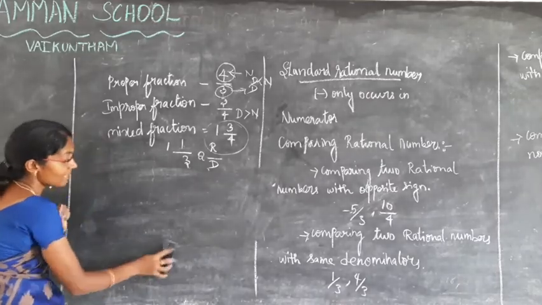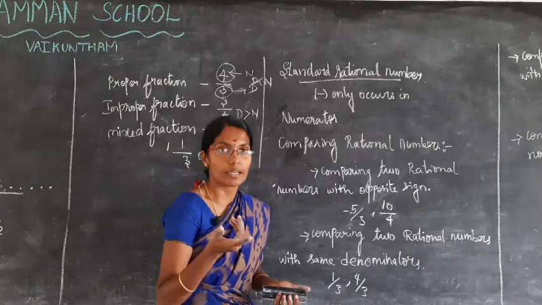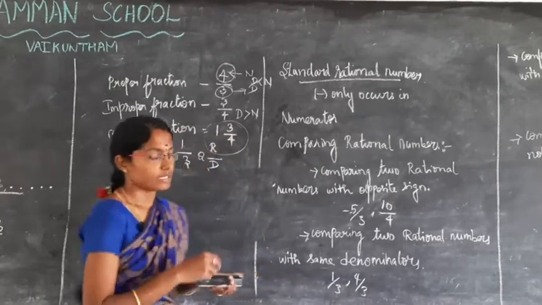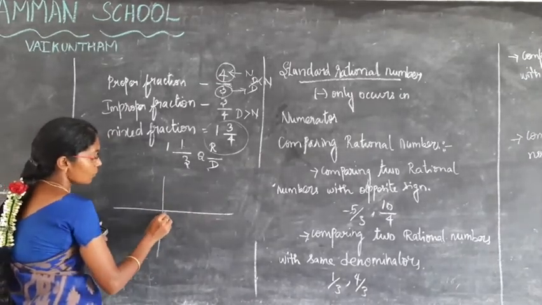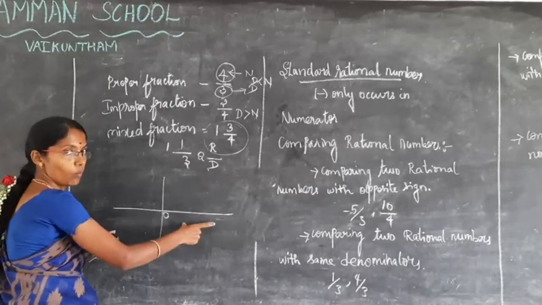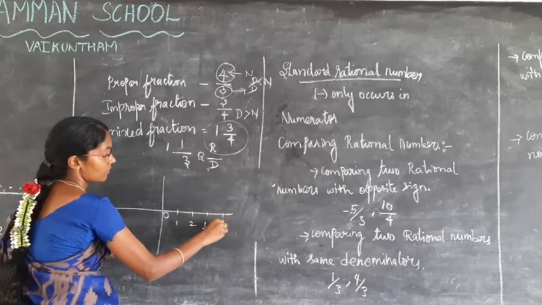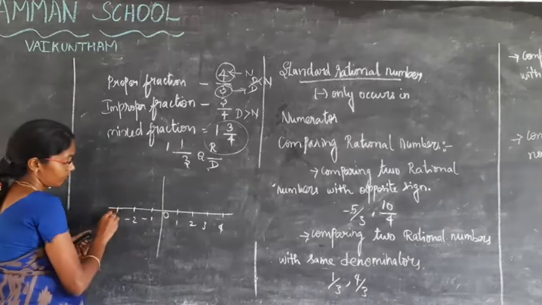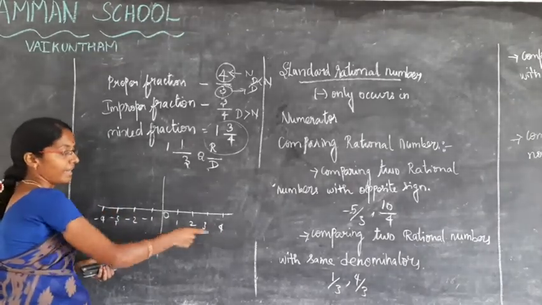So how will you represent these rational numbers on the number line? So what is my number line? Have you all seen a graph? Yes. So in the graph, this one is 0. On the right of the 0, what will you do? You will write the positive numbers. On the left, you will write negative numbers. So this is the number line.